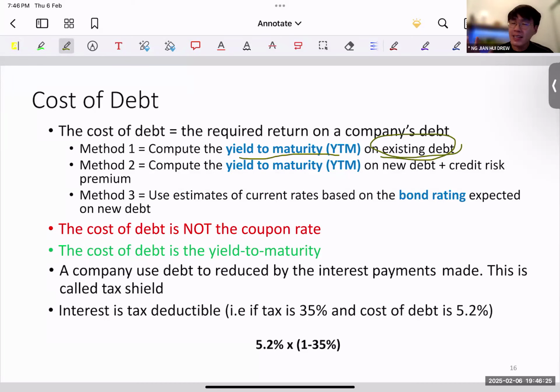So nowadays, with, let's say, Refinitiv, if you're using Refinitiv, which is very powerful in terms of doing valuation, sometimes they even tell you what's the yield to maturity of the whole profile of the company.